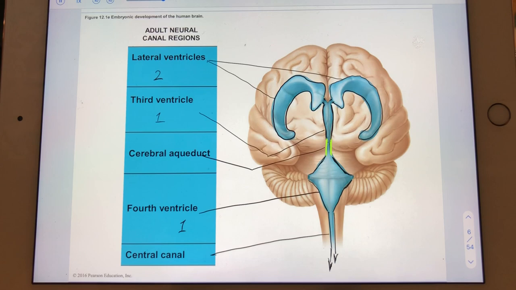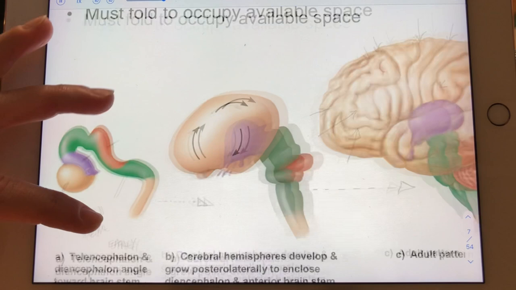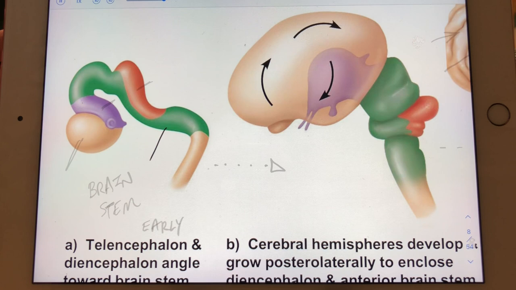In the next slide, the color coding that we saw in slide 6, it's maintained. So all of this green stuff, for instance, will give rise to the various regions of the brain stem.